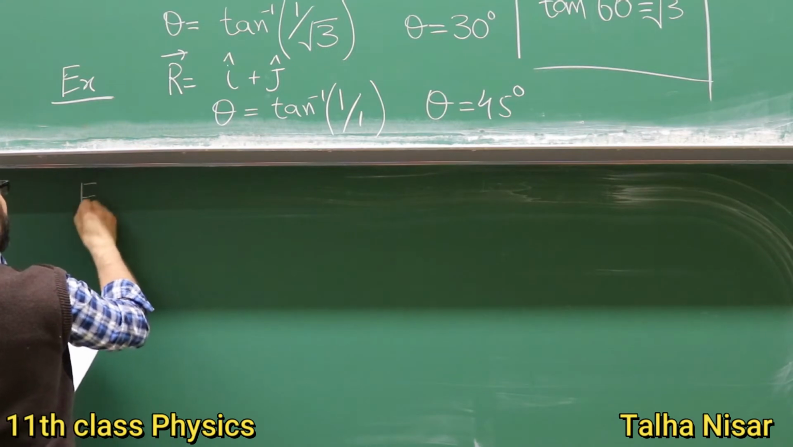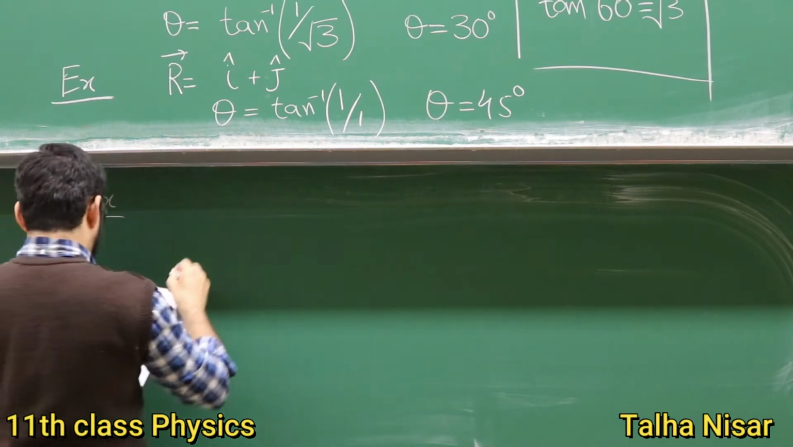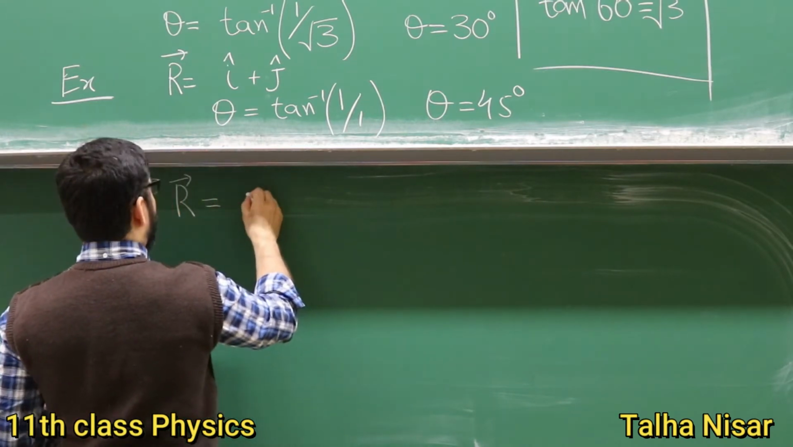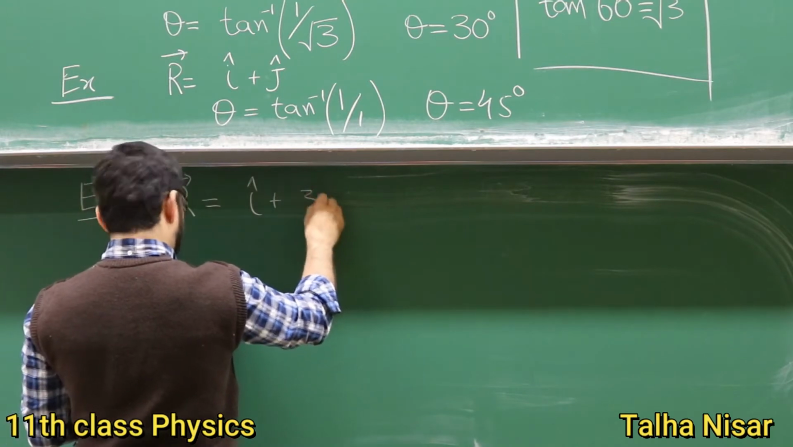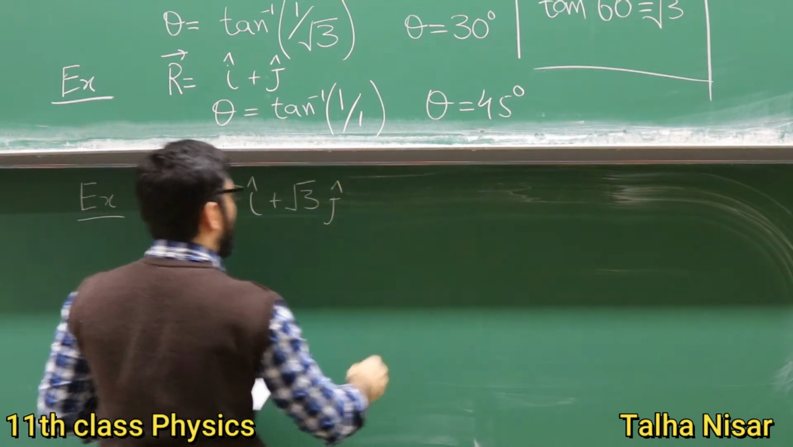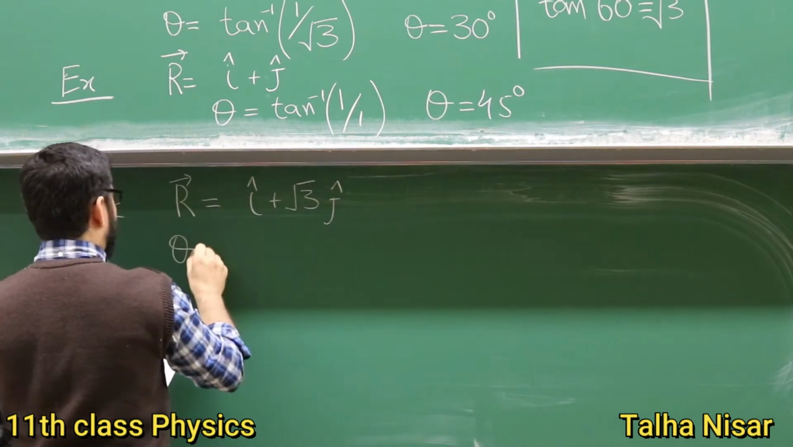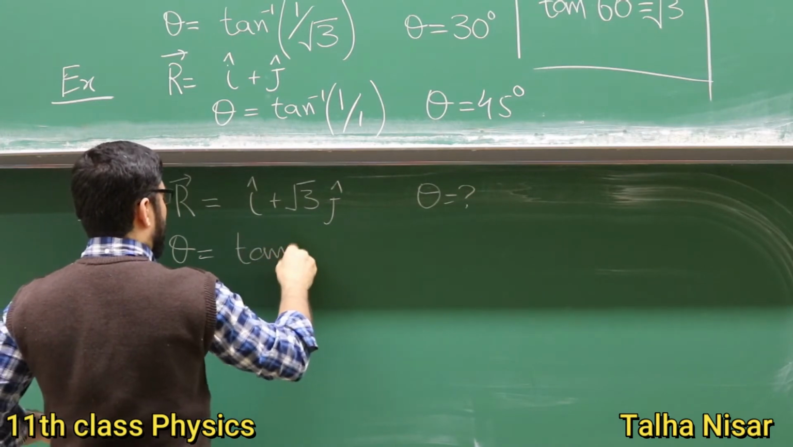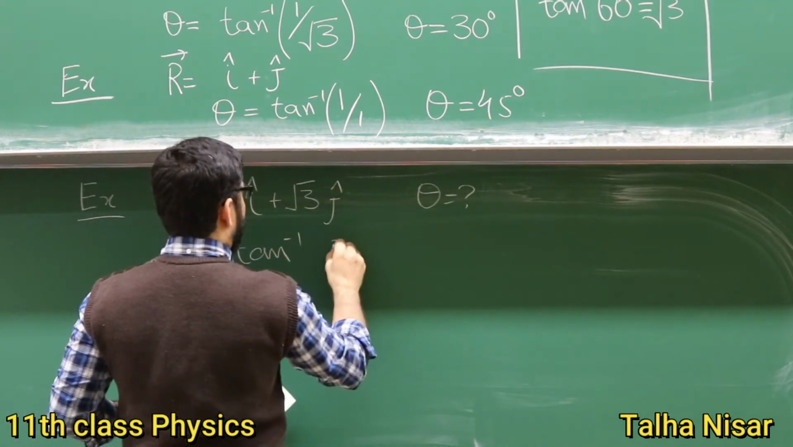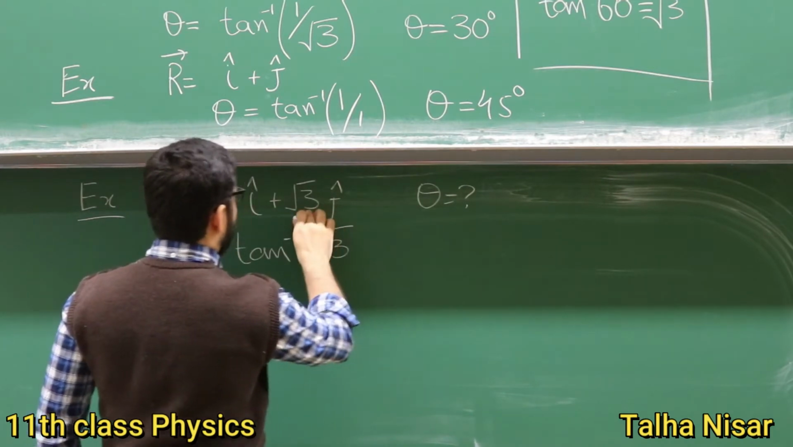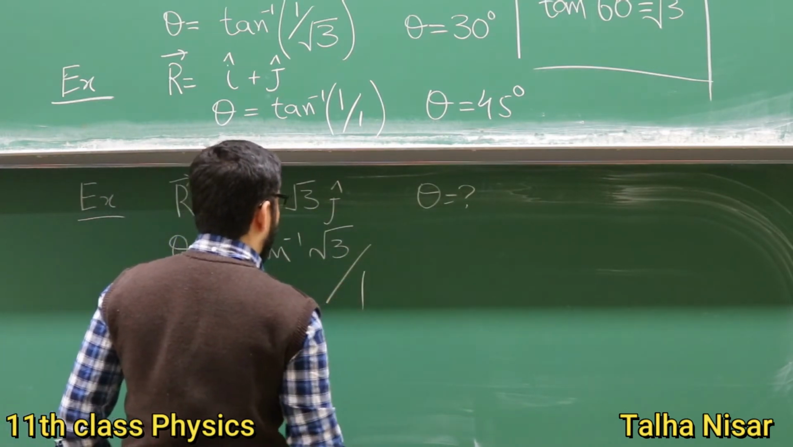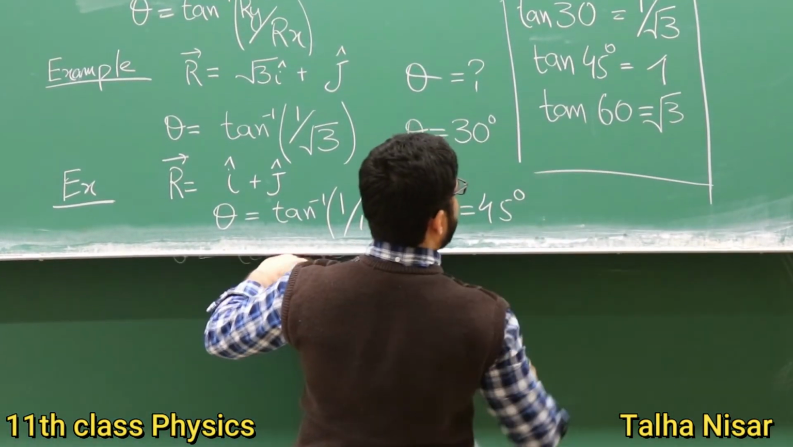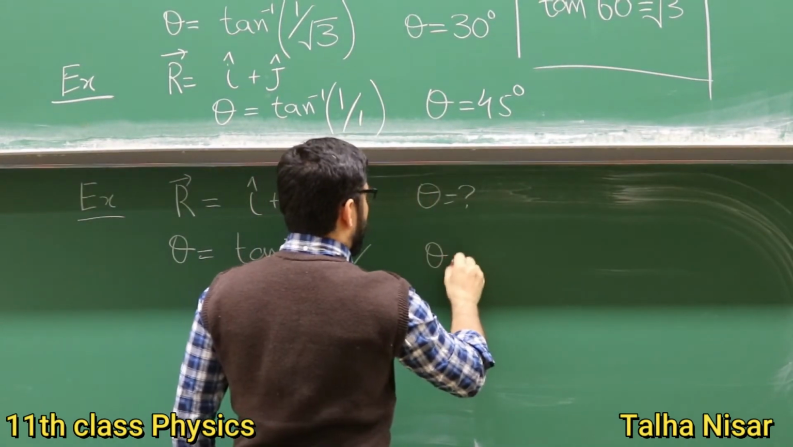Now example number 3. If r is equal to i plus root 3 j, we want to know the theta. So theta is tangent inverse, here we have the ry divided by 1, so we just compare it here, and we get that the angle is 60 degrees.